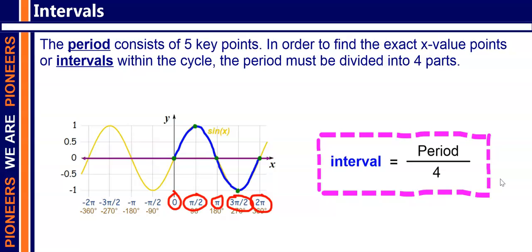Now this is a nice little thing to help you when it comes to graphing the sine or cosine functions. Remember that the period again consists of 5 key points, and if you know the period, then you can divide it by 4 to find the interval, and then you can use the interval to get all the different pieces within that one cycle, that one period. So in this example, if the period itself is 2 pi, divide that by 4 and you get, simplified, pi over 2, and you just add pi over 2 each time to get to the next one.